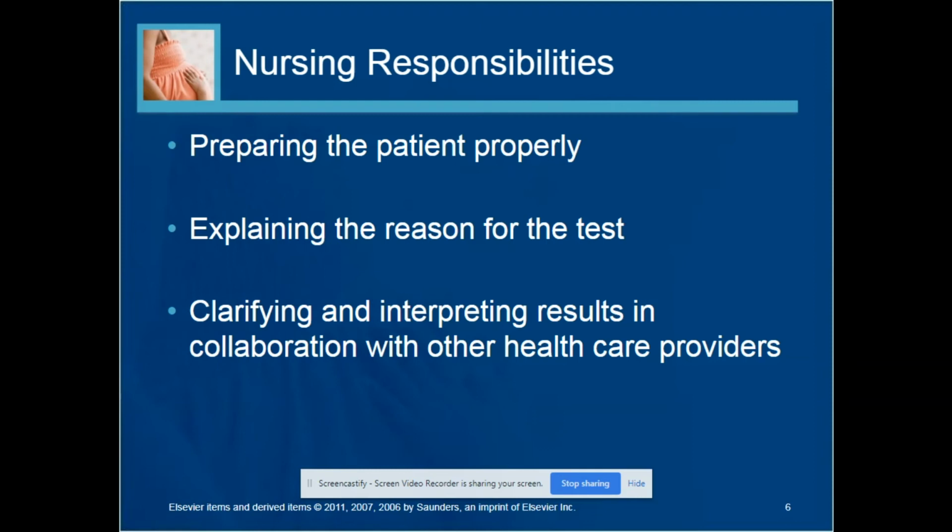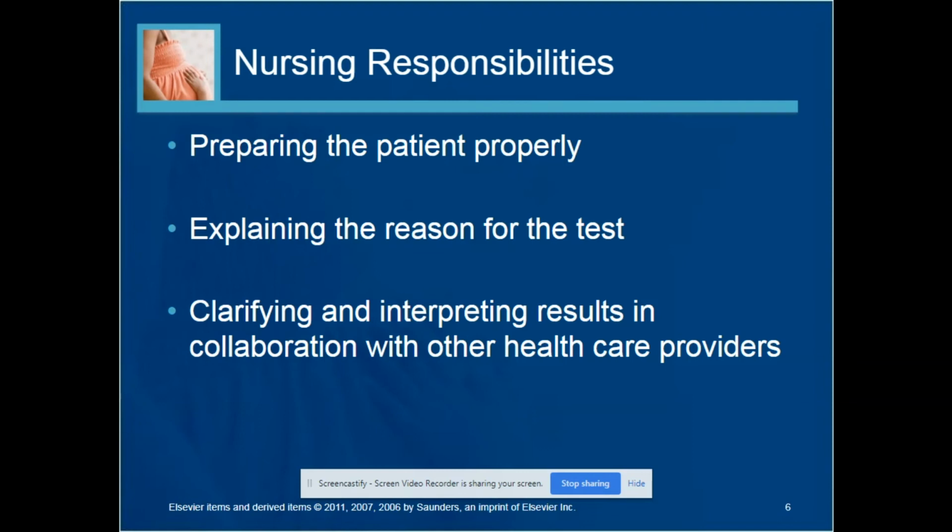Nursing responsibilities include preparing the patient properly. These are nursing responsibilities for high-risk pregnancy. So we want the patient to be prepared for what's about to happen, for things that could go wrong. Explain the reason for the tests. This is specifically talking about amniocentesis. Why this is important for them to have. Remember, they can refuse the amniocentesis.